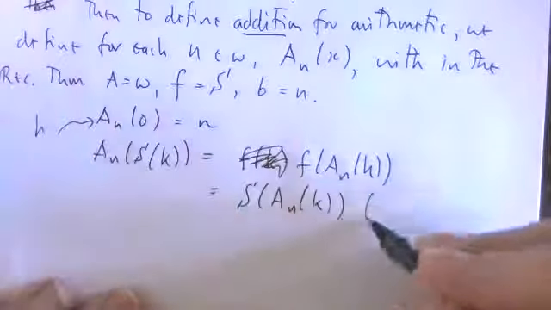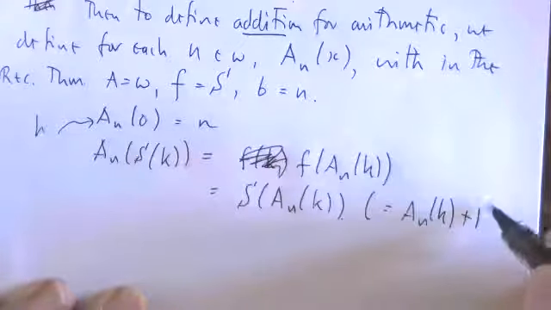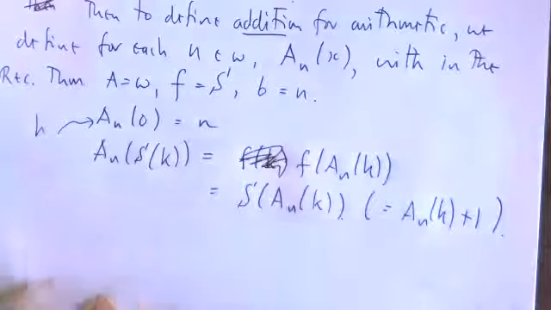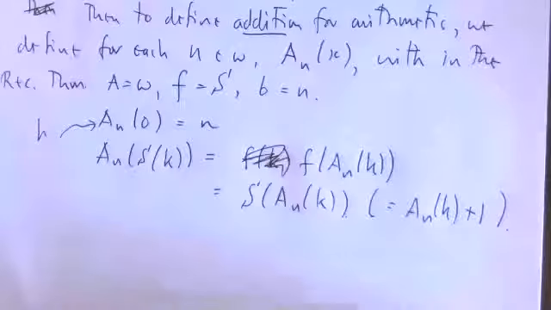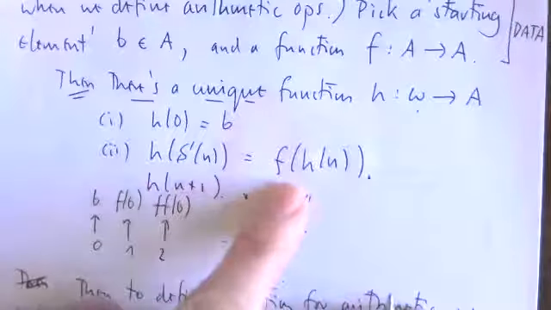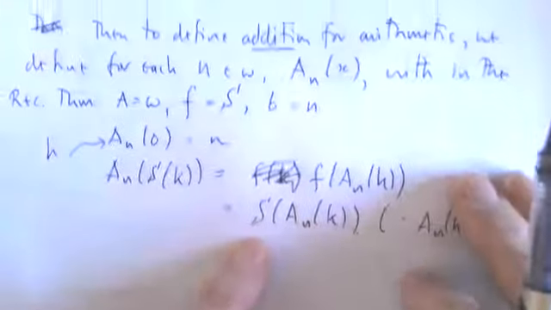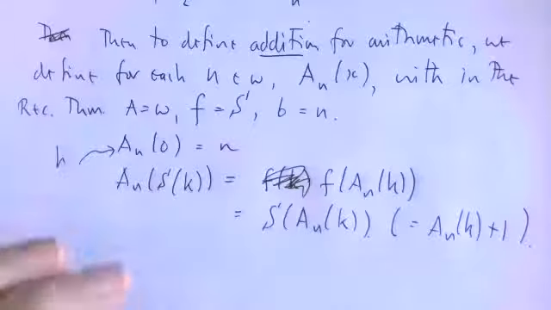So again, this we're going to say is a_n of k plus 1. It should be our usual notation for successors. In this case, in the successor stages, it just happened to be that the f function was itself the successor function. And of course, that's not going to be the case when we define other operations.